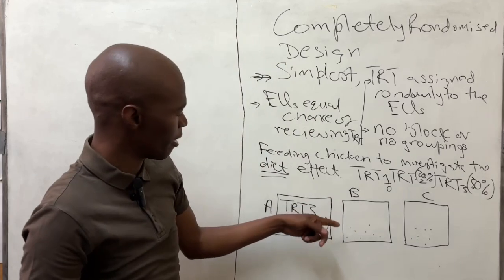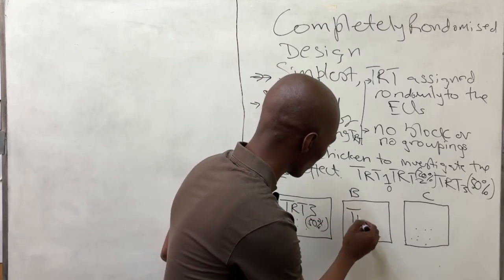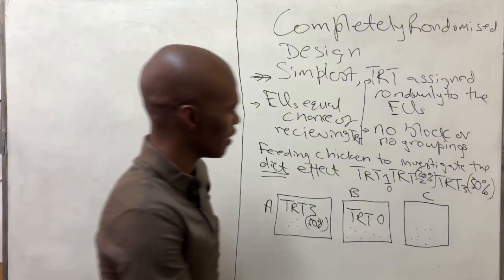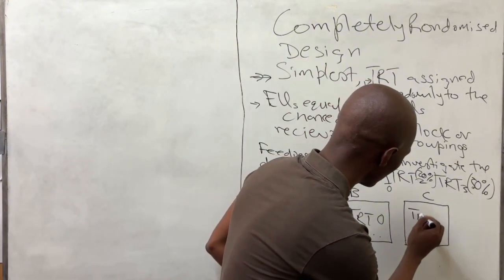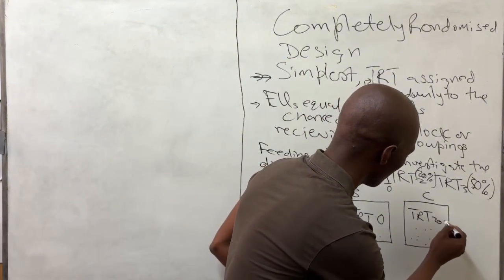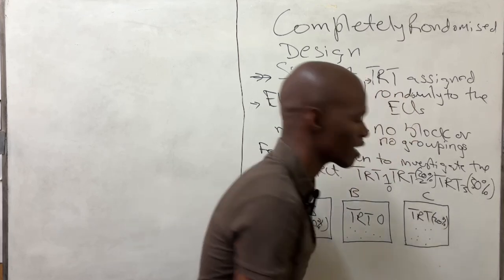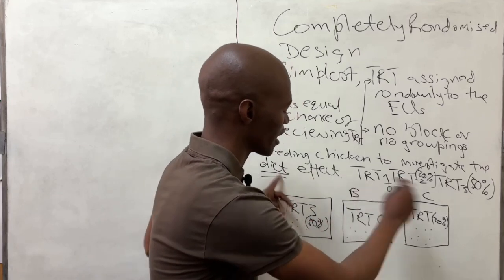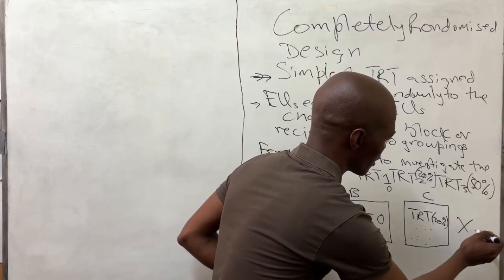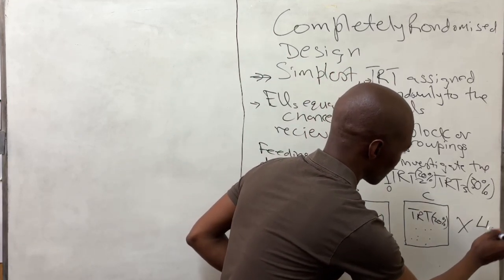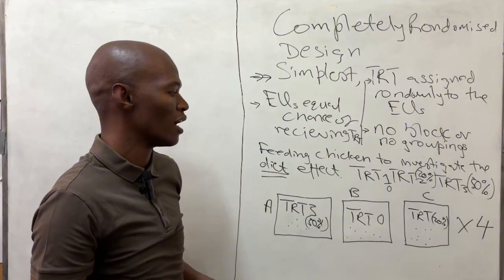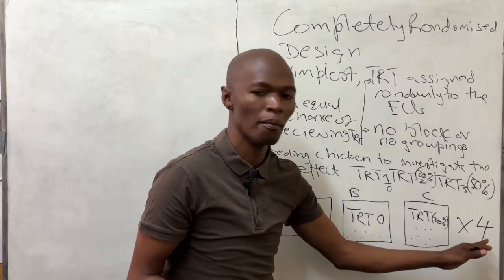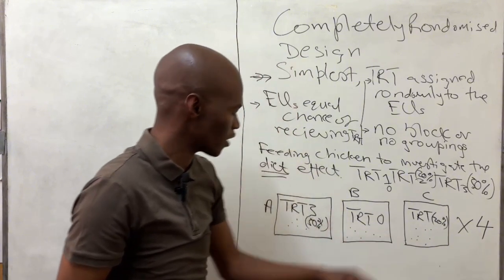Then on pen number B, just randomly, maybe the control group, the treatment 0, which is the control. Then randomly, we put the treatment of 20%. Remember, in one of our videos, we also spoke about the replicates, which means whatever we are doing here, in your experiment, you are going to repeat it 4 times or 5 times. And in our video on replication, we spoke about the minimum being 3 replications of your experiment.